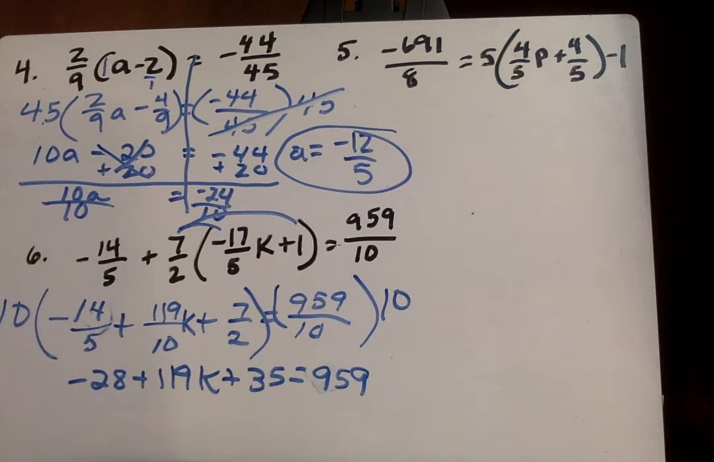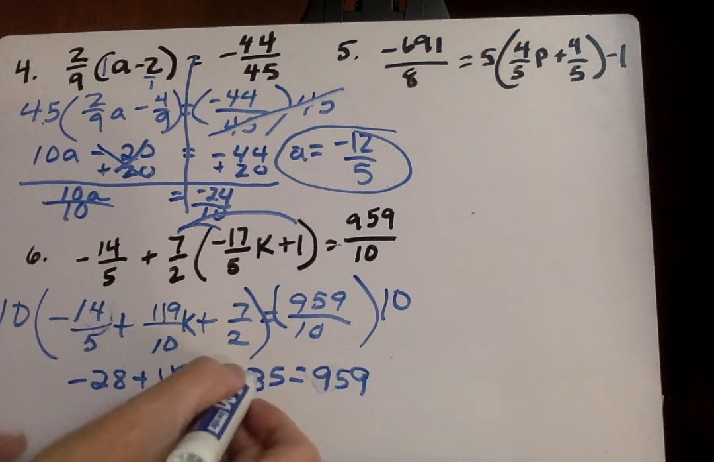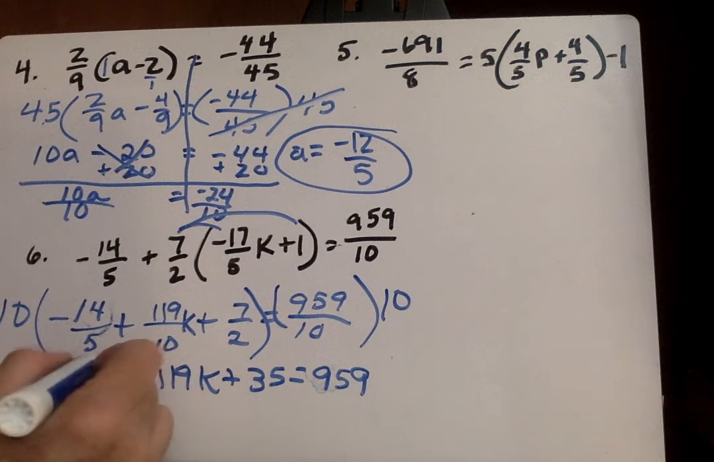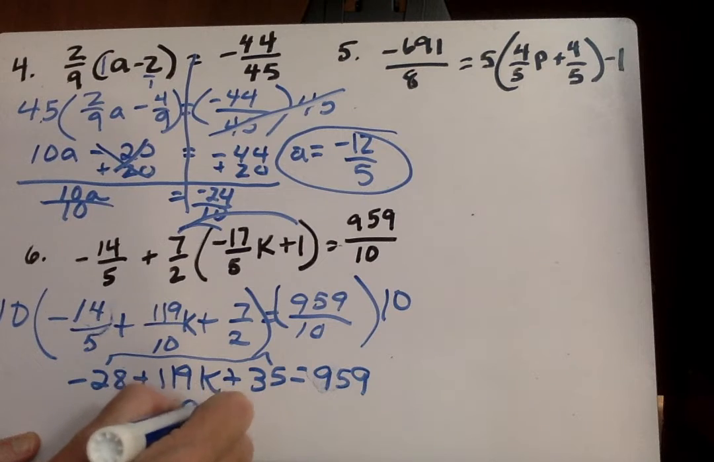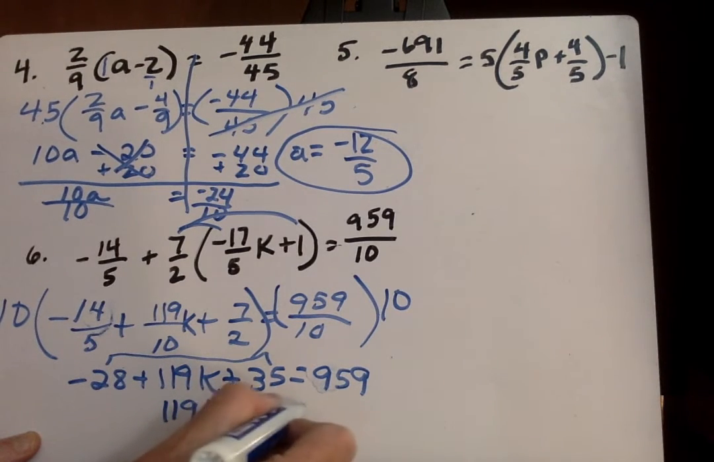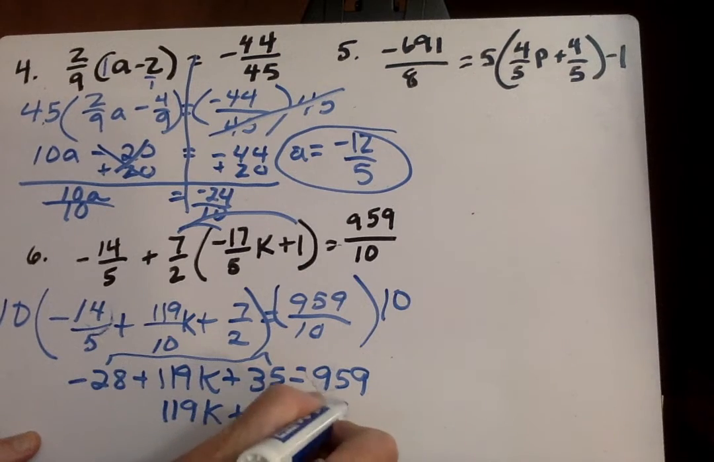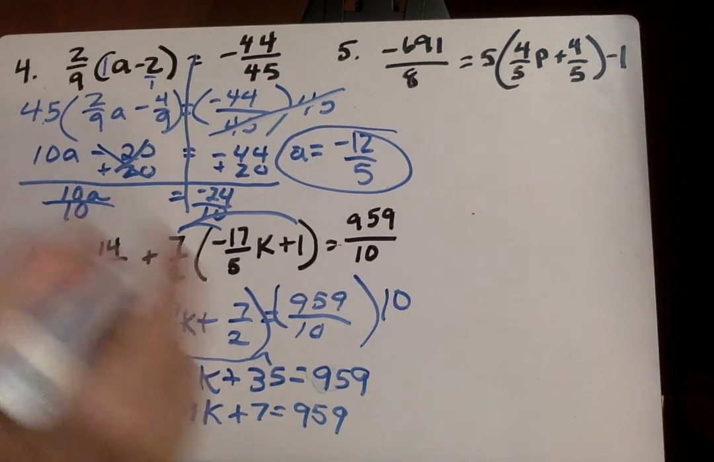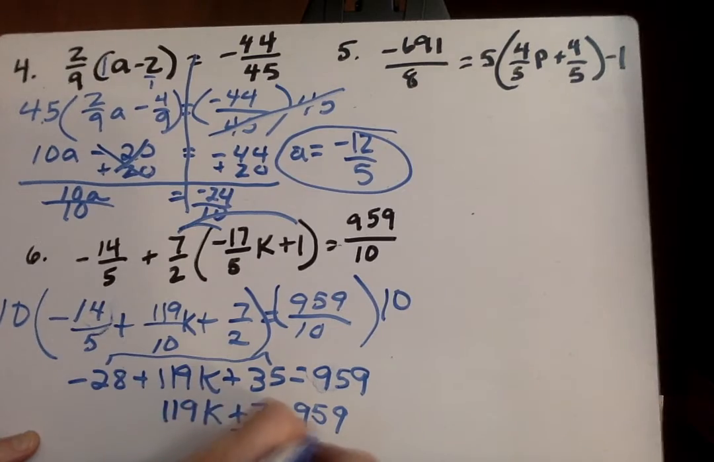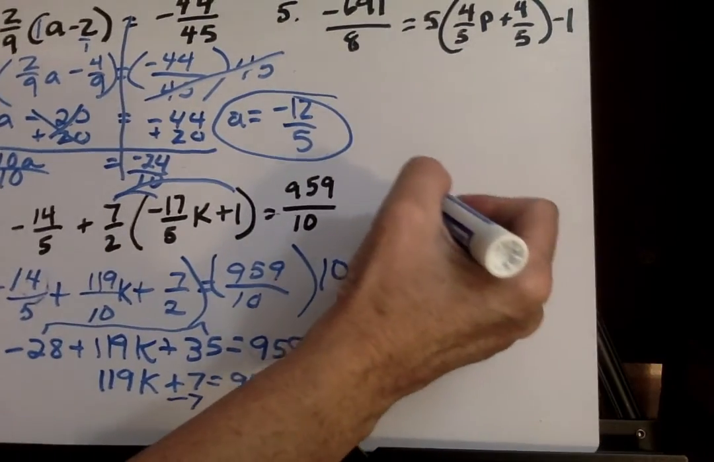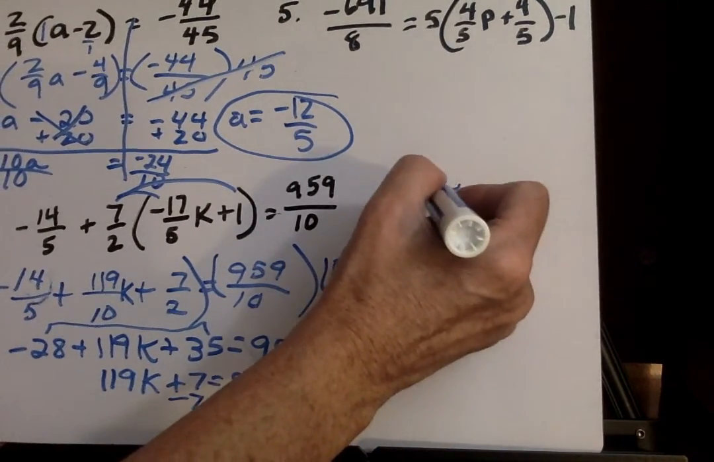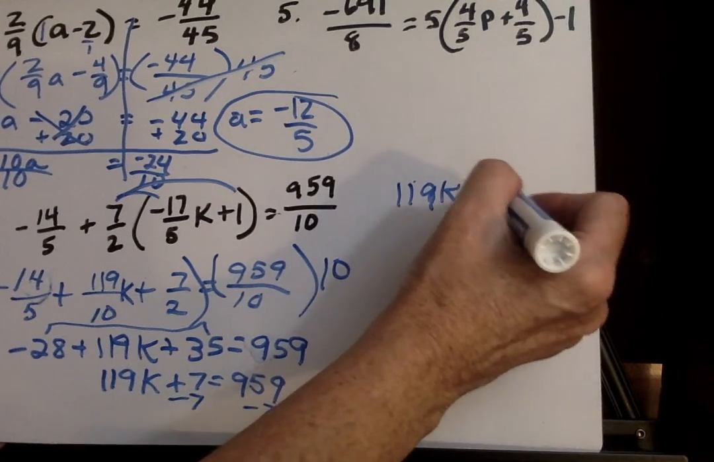Okay. Next, we want to combine like terms. So when we do that, we combine negative 28 and the 35, and we get 7. So I combine these two. There's only one with a K, so we leave that alone. Equals 959. Then we subtract 7. Are you able to see that okay? I'm going to write it over here now. So I get 119K equals 952.